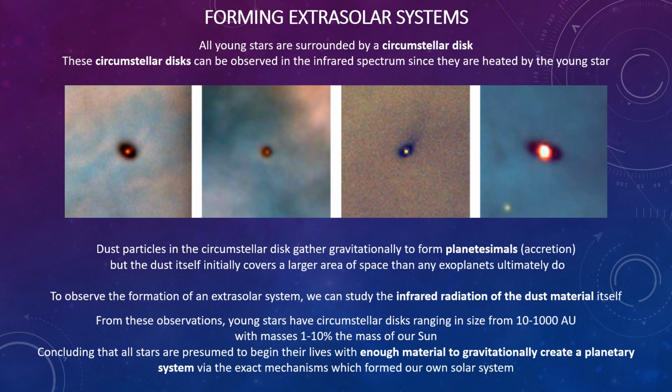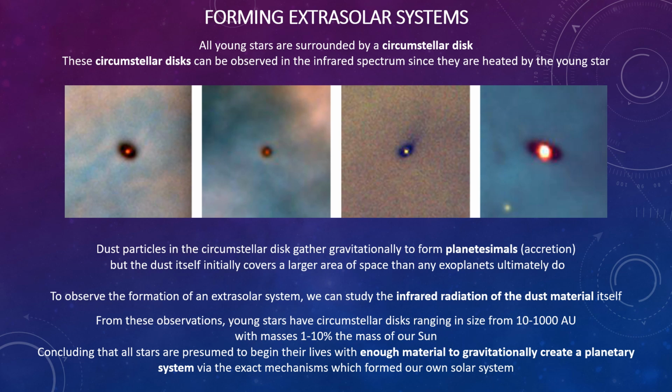When we look with infrared telescopes at these nebula and find young stars that are forming, they are all surrounded by circumstellar disks. These circumstellar disks are able to be seen in the infrared because they are being heated by the young star in the center. So the dust particles in the disk gather gravitationally to form what we call planetesimals through accretion.